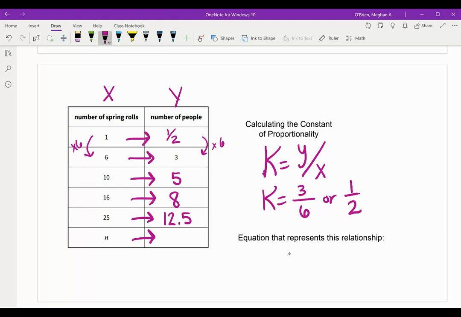And then again, n means we get to just generalize this. No matter what n is, I'll just take half of it and multiply it by the number of spring rolls. The equation would be y equals 1/2 x.